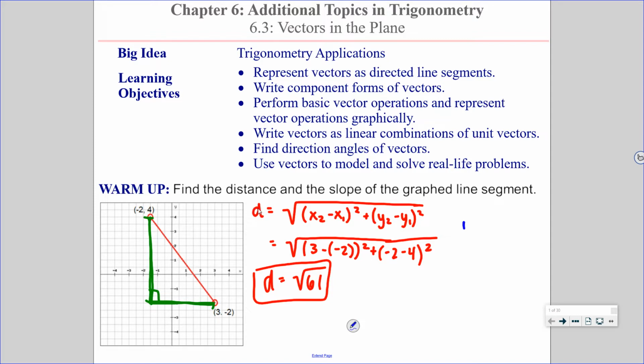What did we get for the slope? -6 is what I got. Obviously we know this is going in the negative direction. It's going down from left to right. You guys remember the slope formula? y2 minus y1 over x2 minus x1. Okay, so you guys remember that one. Good.